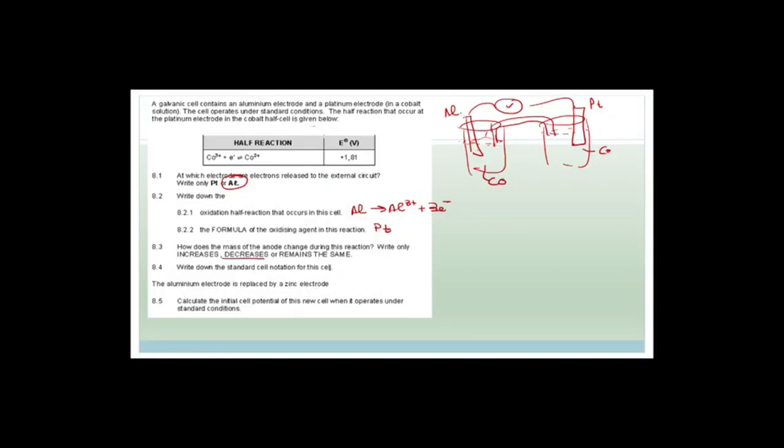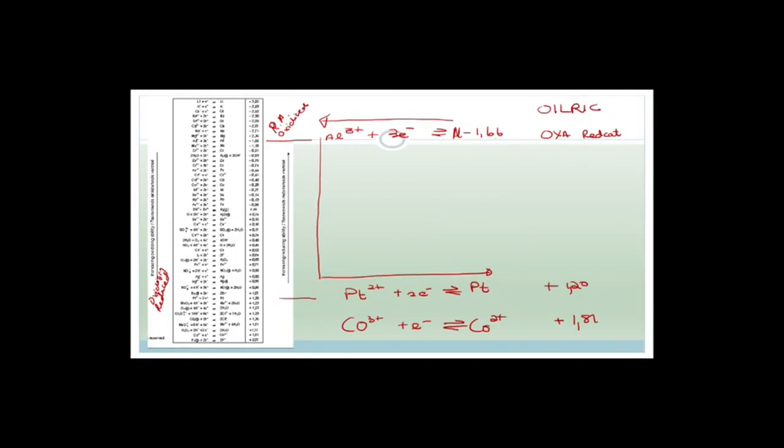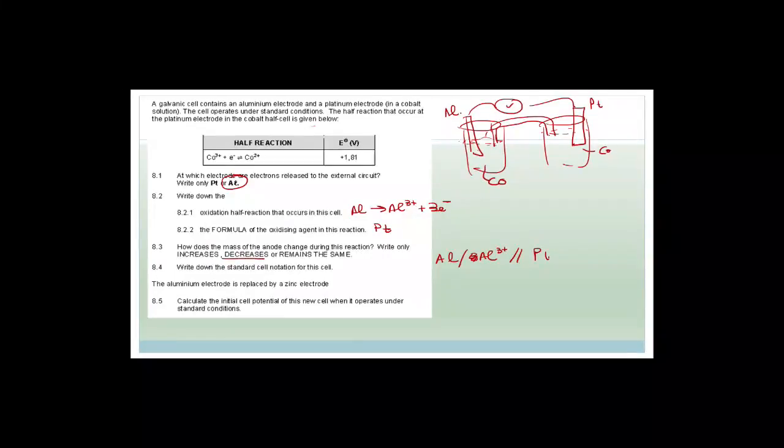It says write down the standard cell notation for this. So it'd be aluminium goes to aluminium 3+, and then it is platinum 2+, platinum 2+ going to platinum. And remember, you always have to write 1 mole per decimeter cubed, and then 1 mole per decimeter cubed to show that it is at standard concentration.